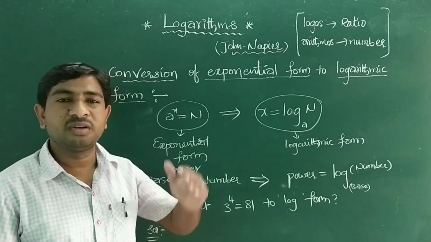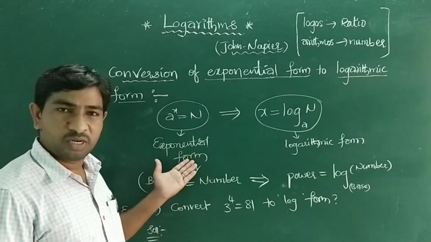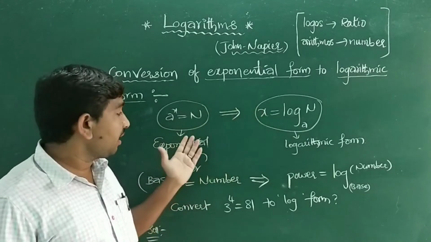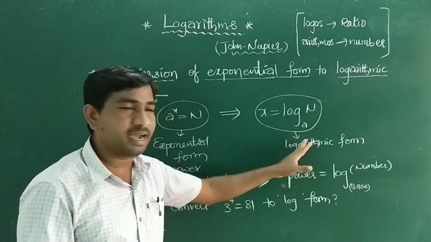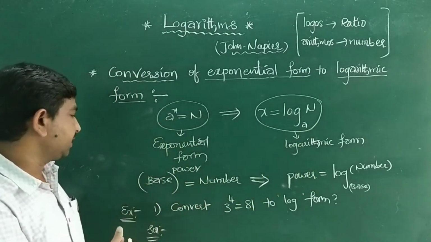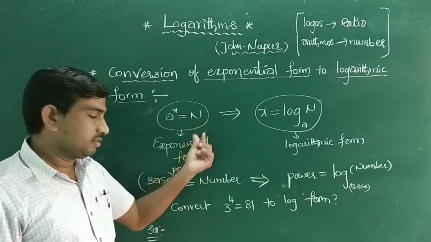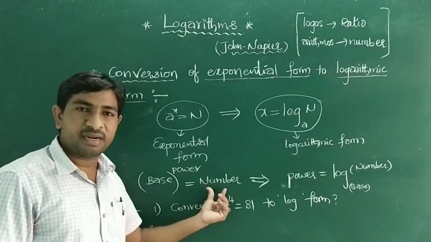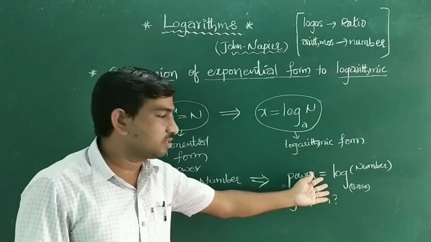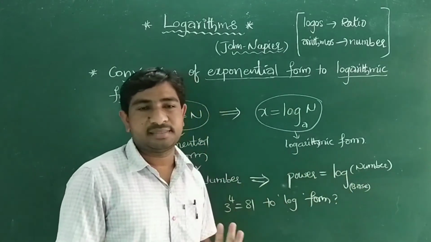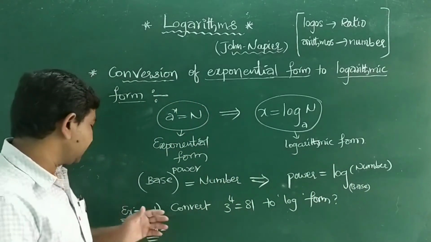Exponential form to logarithmic form: how will it be? We know that a power x is equal to n is called the exponential form, and the logarithmic form of this exponential form is x is equal to log n base a. In words, base power is equal to number, and this can be written in logarithmic form as power is equal to log number base. This is in words.